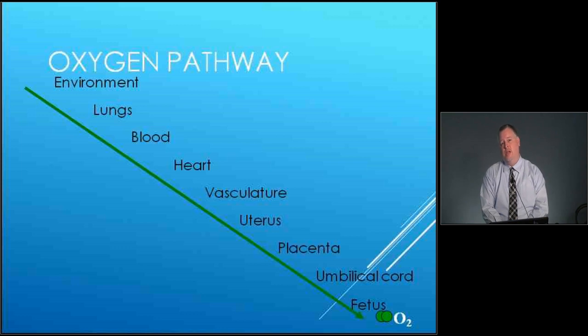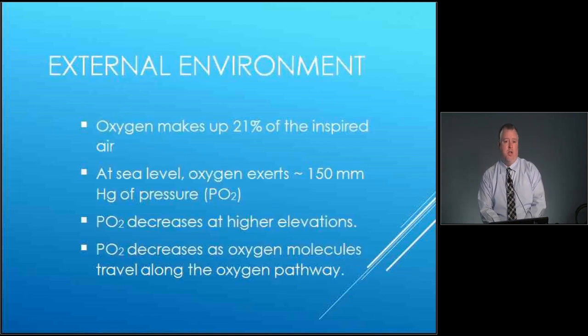So let's take a look first at the external environment. We know that oxygen makes up about 21% of the inspired air that we breathe. At sea level, oxygen exerts about 150 millimeters of mercury of pressure, and that's what we call the PO2. The PO2, or that pressure of oxygen, will decrease at higher elevations. The PO2 will also decrease as those oxygen molecules travel along the oxygen pathway. And so by the time they reach the fetus, that PO2 is going to be lower than it was in the environment.